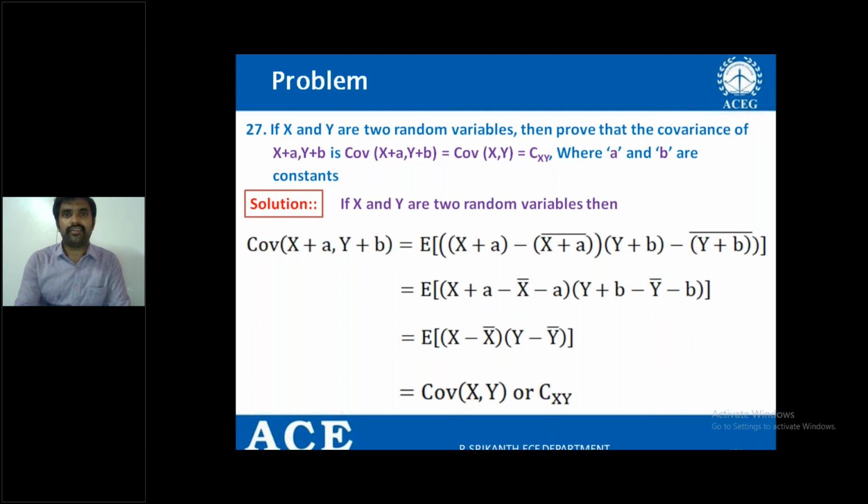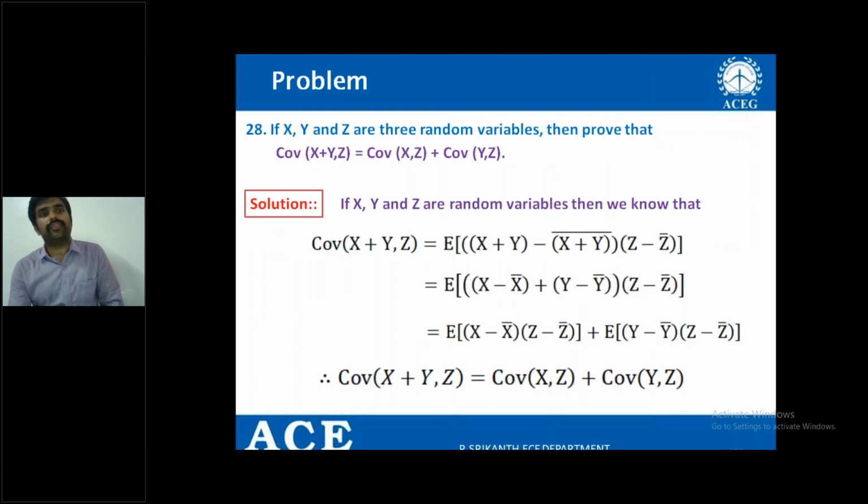Let us take one more property as a problem. What is the property? If x, y and z are three random variables, then prove that the covariance of x plus y, z is equal to the covariance of x, z plus the covariance of y, z. Sometimes we can take this as a property, and sometimes you can expect this as a problem in the examination, right? You are supposed to prove this relation for any three random variables x, y, z.